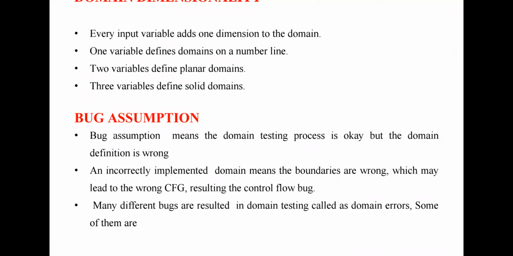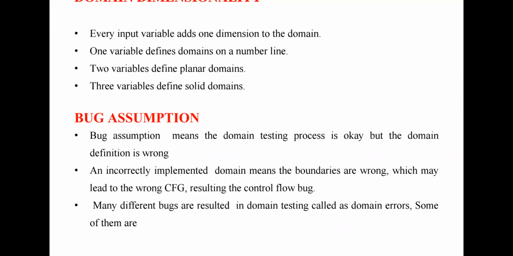I think at this point, everyone has an idea of what a boundary is, what a domain is, and what domain testing is. So boundaries are nothing but predictions. This point has to be recognized when you're doing domain testing. An incorrectly implemented domain means the boundaries are wrong. You're performing on the wrong boundaries, then the implementation will be performed wrong, which may lead to the wrong graph. The wrong graph will be represented and a bug will arise.